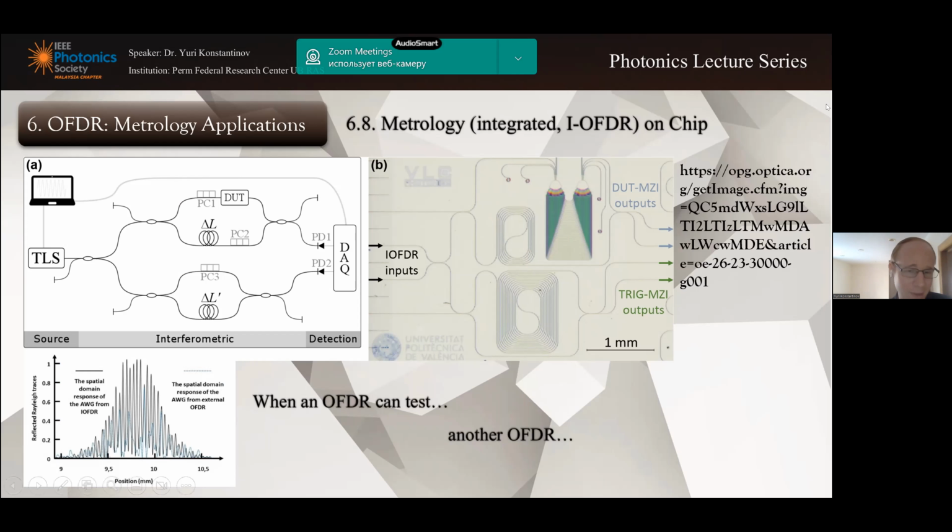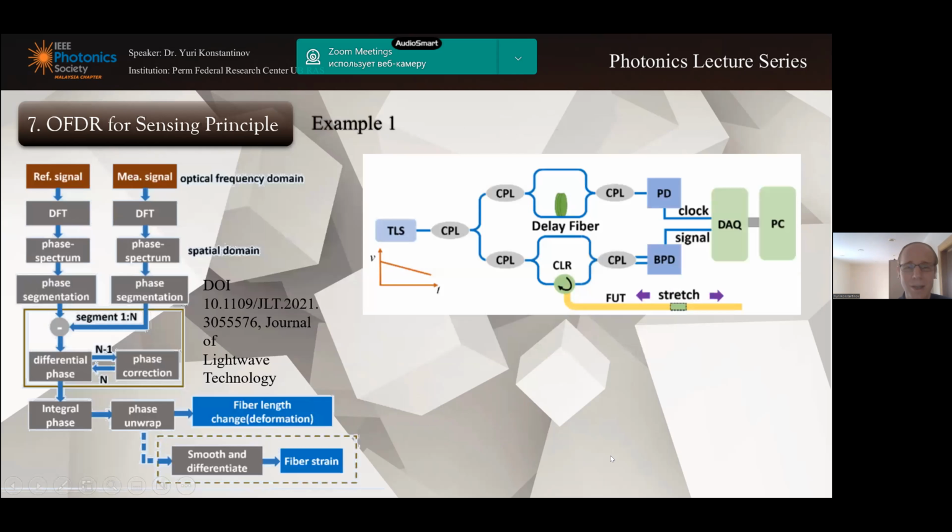Here is the OFDR trace acquired by this reflectometer, and here is the OFDR trace acquired by a conventional reflectometer, and they're almost the same. I don't know how to imagine this, but these reflectometers can test them both. So when an OFDR can test another OFDR, I think this is amazing. So let's go to the sensing OFDR.